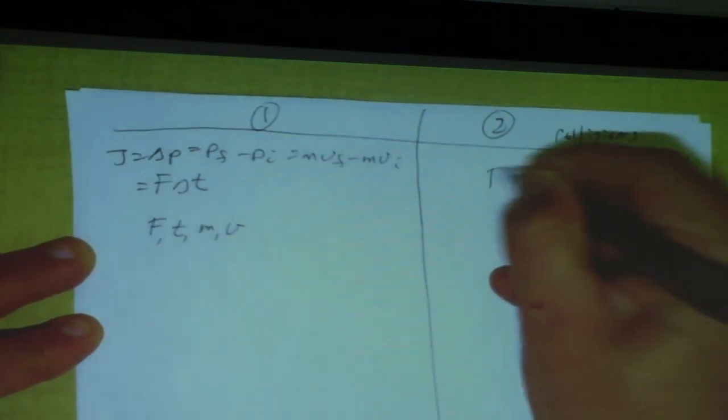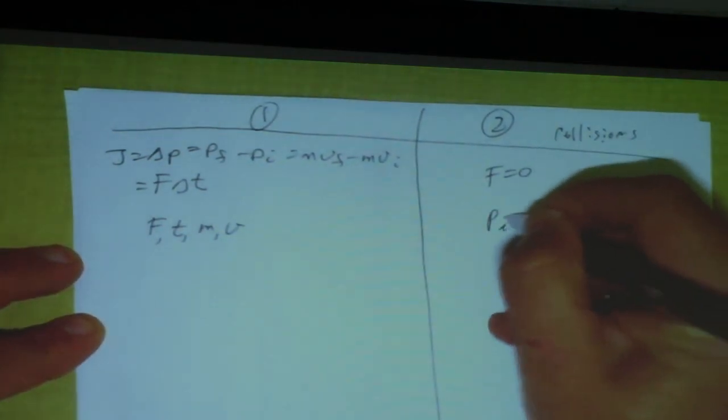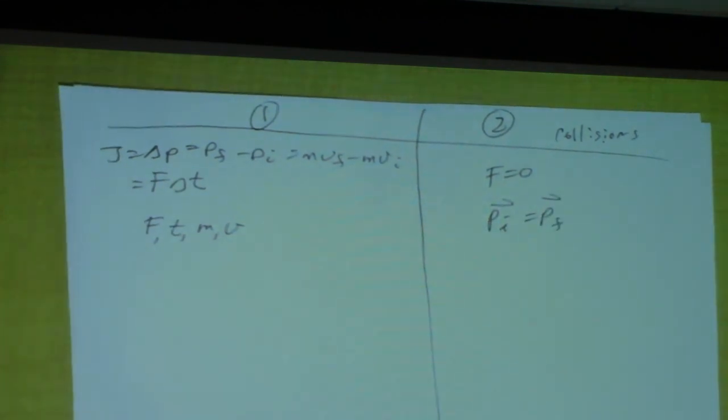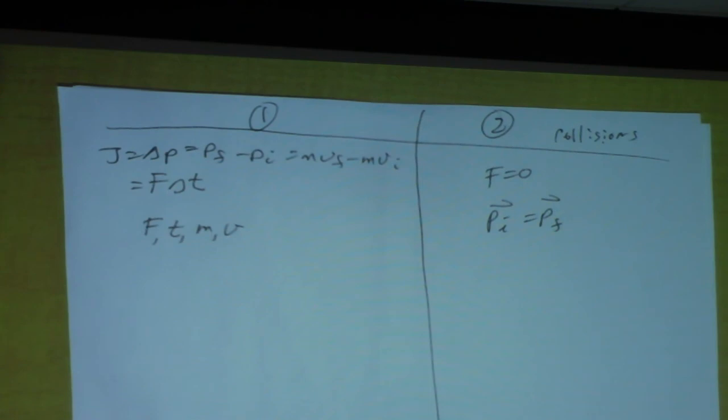Now, if the outside force is 0, which is the case with collisions, the initial momentum is equal to the final momentum. Just put a little vector sign to remind you, look at the x direction separate from the y direction. So that's really what this whole entire chapter is about. The lab that we did, Group A last week, Group B this week, goes with collisions, or explosions, same idea. So with that in mind, I thought we could start with some problems.